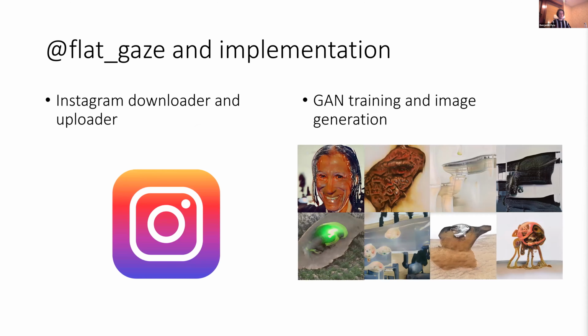And now back to the machine learning, let's say. So this implementation of this project consists of two modules. One is the module that communicates with Instagram. It's a downloader and uploader. It doesn't use the official Instagram API, but we'll get to that. And the other part is the generative adversarial training and image generation.